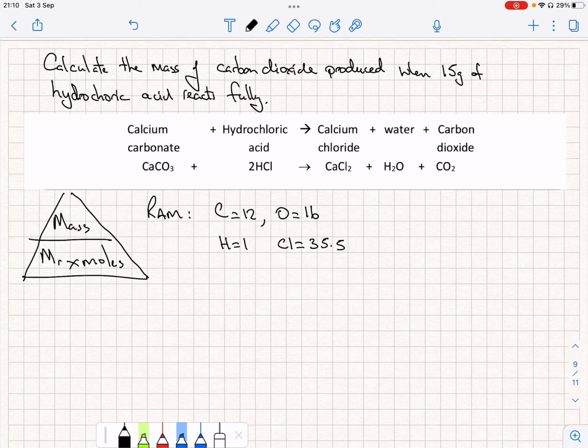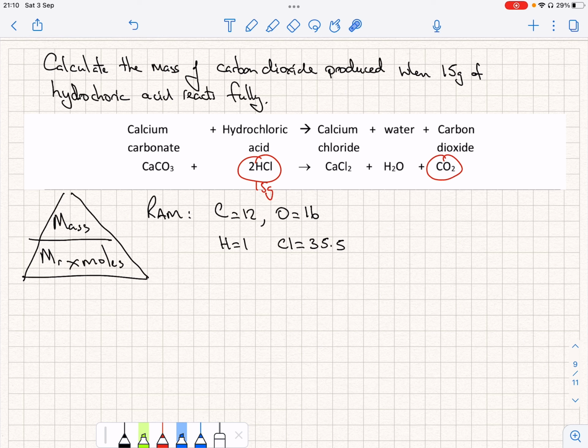Okay, so this question, reacting mass, we need to look carefully and find the two chemicals that we're interested in because we can only deal with two at a time. So the question says, calculate the mass of carbon dioxide produced, I'm interested in that, when 15 grams of hydrochloric acid react fully. So they're the two things. And I'm going to write down here that we've got 15 grams of hydrochloric acid.